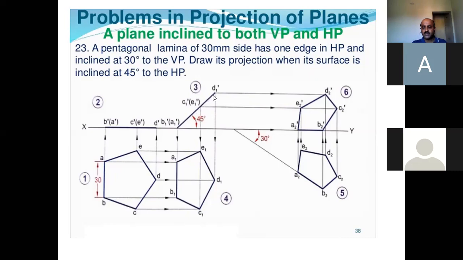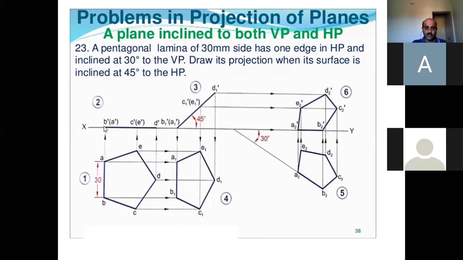This means you are going to tilt the lamina in such a way that the edge AB will be resting on HP only. So don't take A dash and B dash up; it should be resting on HP. This is given as A1, B1 and D1. So you can take A dash, B dash, no problem, the same thing we have taken here. So you can incline it with respect to HP at 45 degrees. This is what we do.